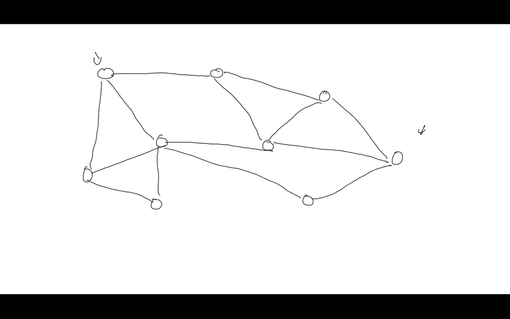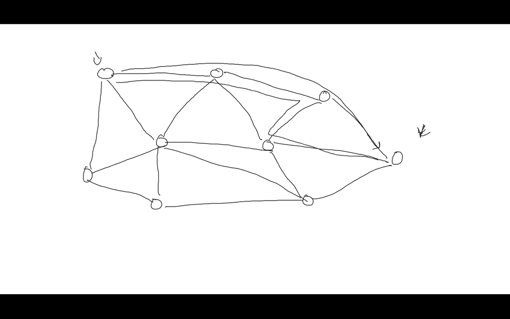Let's say it's connected like this, or it may have more edges. So now from here to here, we have many paths. Like one path is like this. This is one path. This is the second path. This is the third path, and so on. So we have n number of paths.